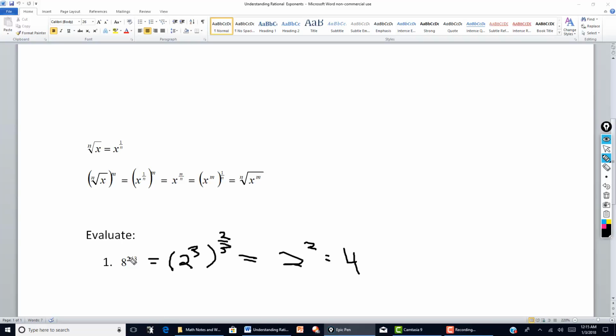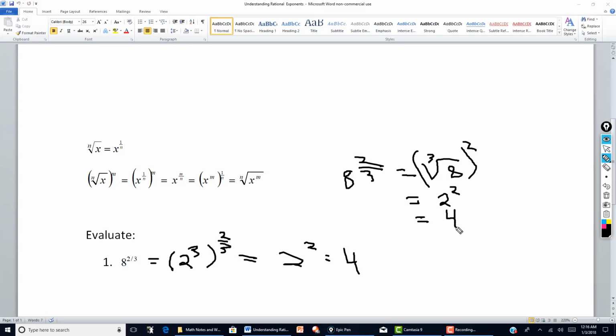Now, if I interpret this as a radical, I have several options. So I can say this is 8 to the 2/3, and looking at the results I just went over, I can look at this as the cube root of 8, quantity squared. So what is this? The cube root of 8 is 2, because 2 times 2 times 2 is 8, and then you square it, and you get 4.